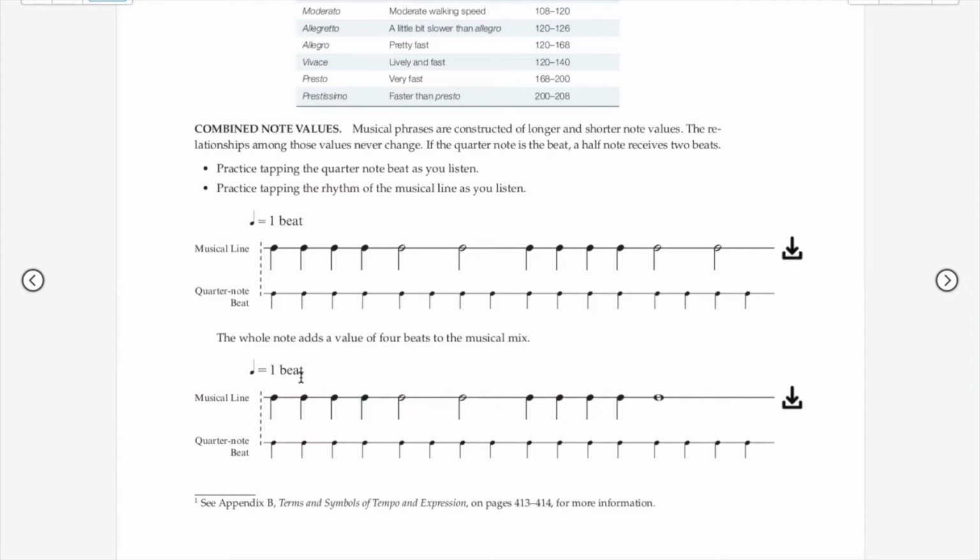Down here, we have a similar thing, but we put the whole note, which is 4 times as long as this. So 4 notes, 4 beats for this. Beat, beat, beat, beat, two beats, beat, beat, beat, beat, 2, 3, 4 for that one.